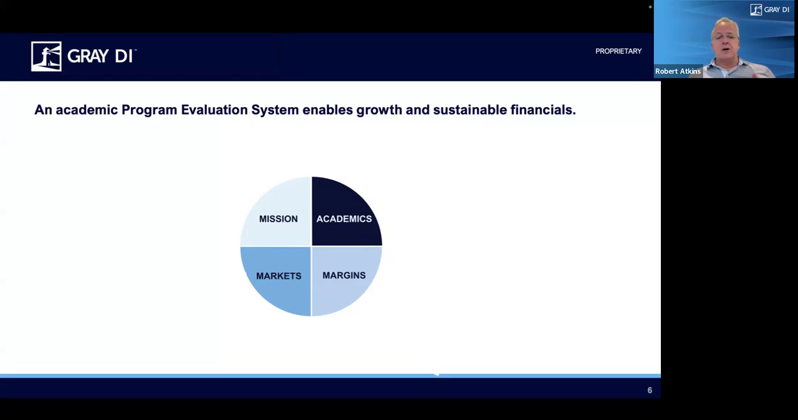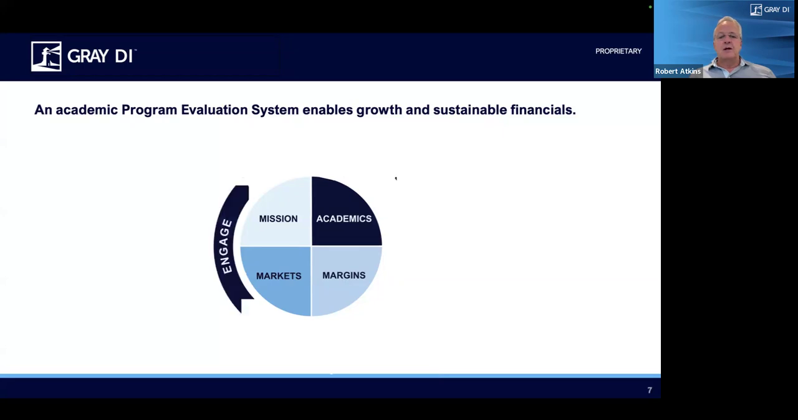Now, why do you care about margin? It's actually not so that you can make money and go to the bank and pay dividends to shareholders. You're not for-profit institutions. You need margin in order to fund your mission. And importantly, high margin programs need to be present so you can subsidize low margin programs that are critical to your mission. And those cross subsidies are perfectly appropriate in higher ed as long as we're subsidizing things that are appropriate for your mission.